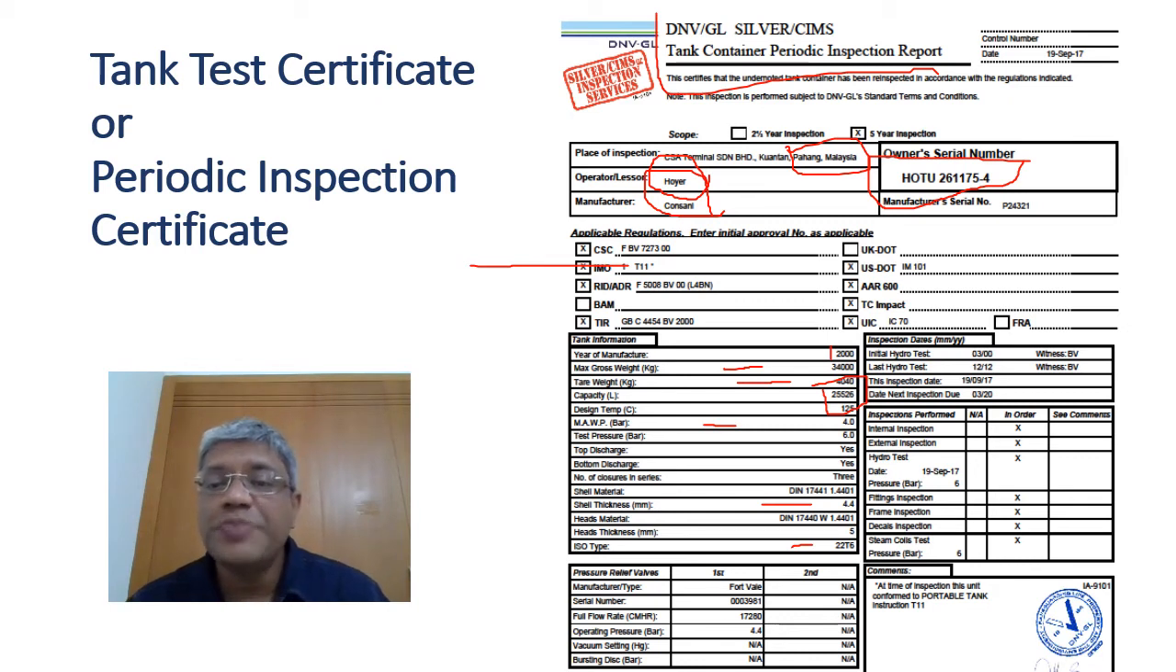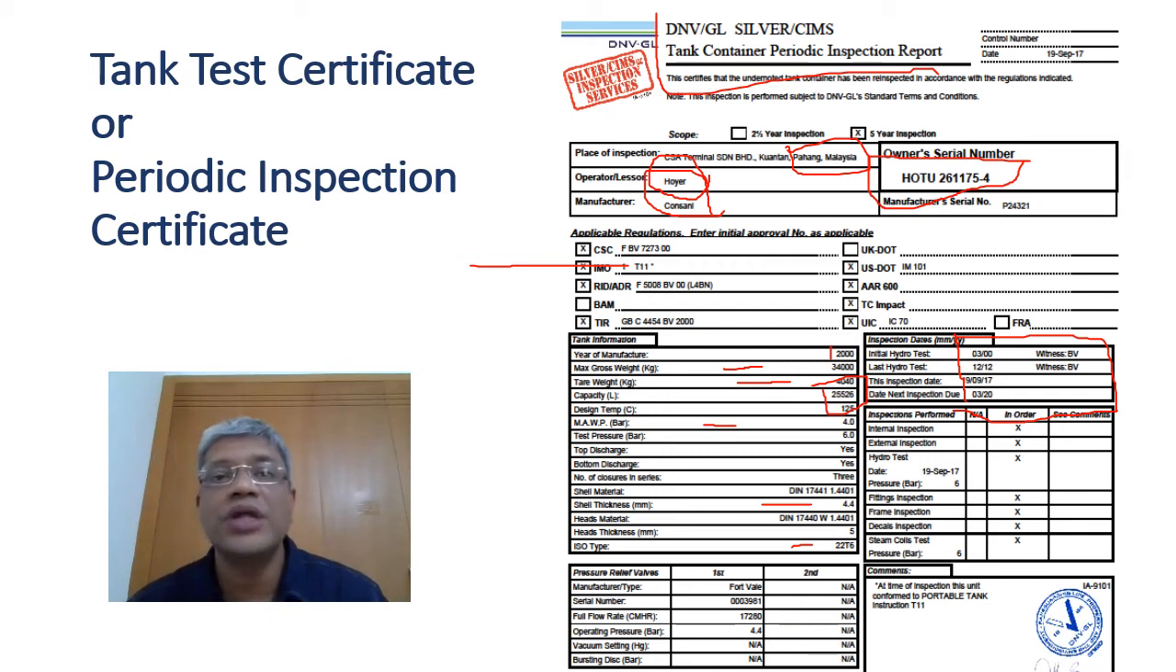Now, the last inspection and other details related to this particular tank are mentioned over here. When was hydro testing done? Till when is it valid? All these details you will find here. This inspection date, when this was inspected, and next inspection date. Now you see, for this particular tank, the inspection was supposed to have been conducted in March of 2020, which has just gone by.